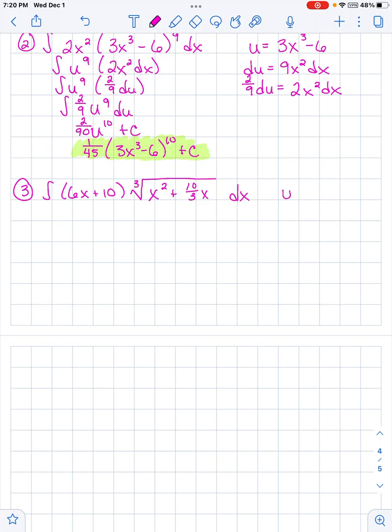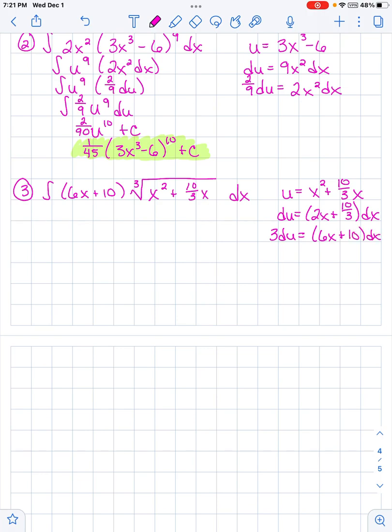We're going to let u equal the inner function. In this case, the inner function is x squared plus 10/3 x. du then is (2x plus 10/3) dx. What I notice is that 6x plus 10 is 3 times as large as 2x plus 10/3. So I'm going to multiply both sides of this by 3. So that'll make this 6x. 10/3 times 3 is 10.